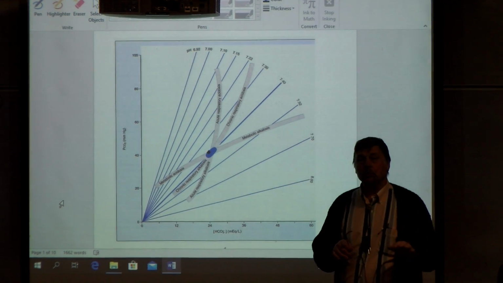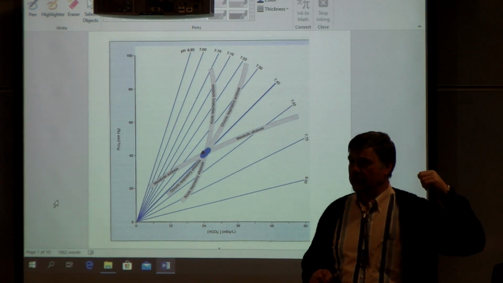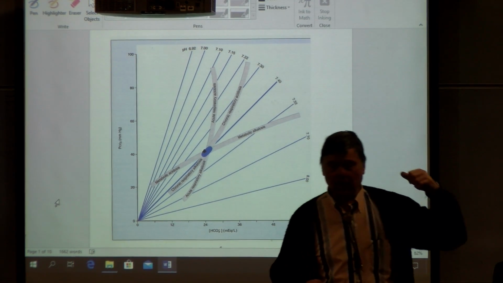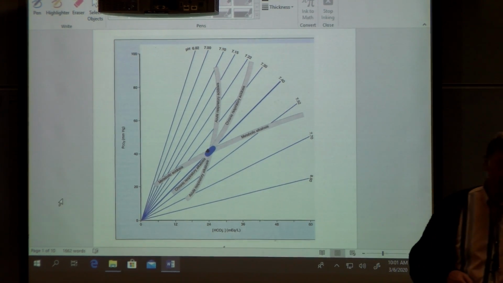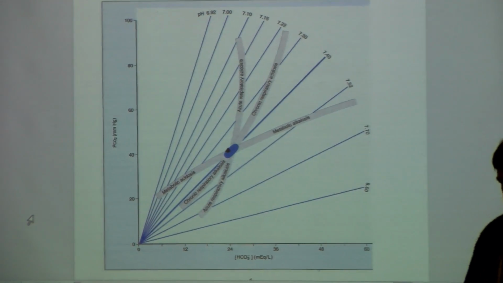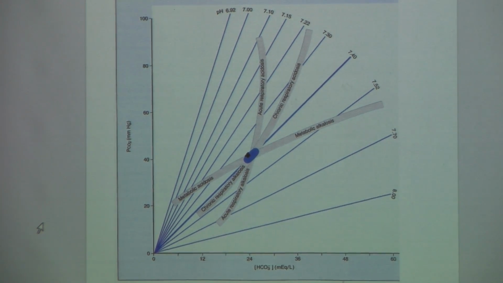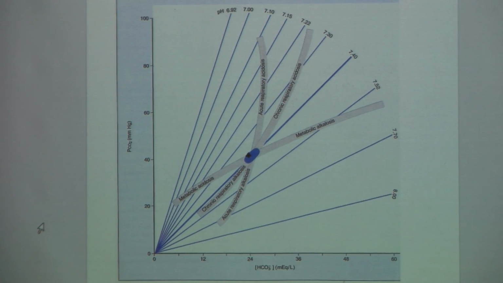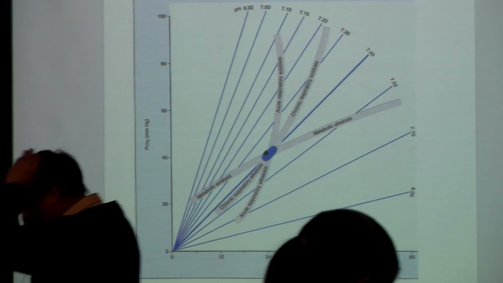There are many ways you could express the Henderson-Hasselbalch equation, but this is the way that Costanzo does it graphically. When you take step exams, they may use different graphic representations. Instead of plotting what we've got here, PCO2 against bicarbonate, it might plot acid against bicarbonate, all sorts of things. But let's just use this one.